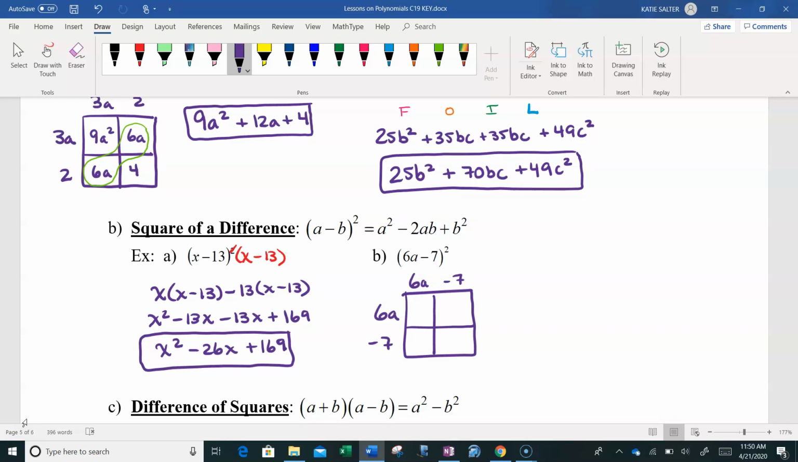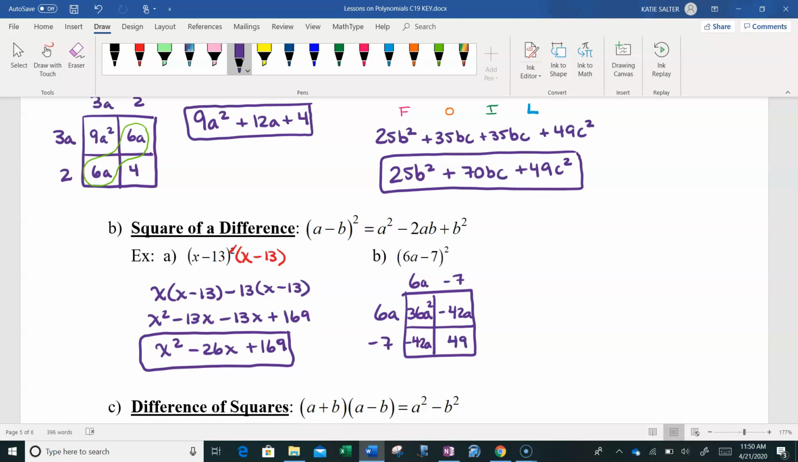All right, so I'm going to use the box method this time. 6a times 6a would give us 36a squared. 6a times negative 7 is negative 42a. Negative 7 times 6a is negative 42a. And then negative 7 times negative 7 is positive 49. Make sure you pay attention to your signs right there.